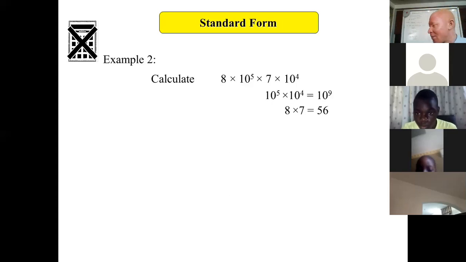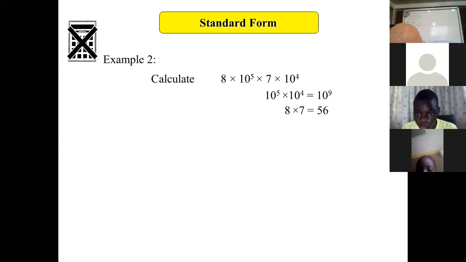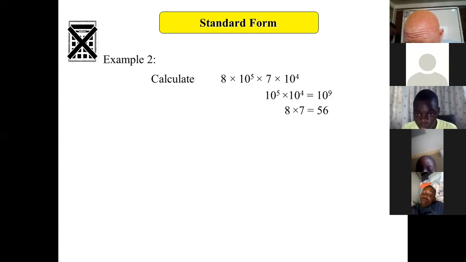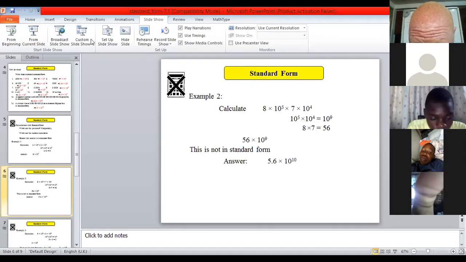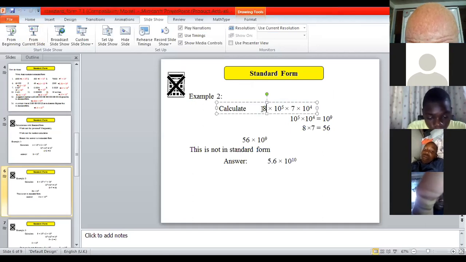Here, someone said, sir, I thought there's supposed to be a bracket. Yes, we can actually separate it with a bracket. What you are trying to say, I understand. Let me show you on the screen here. What you are trying to say is this.